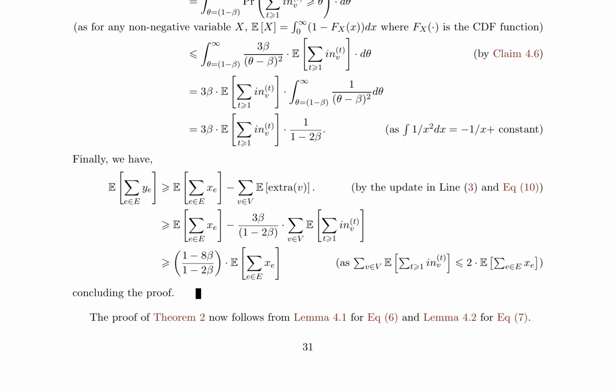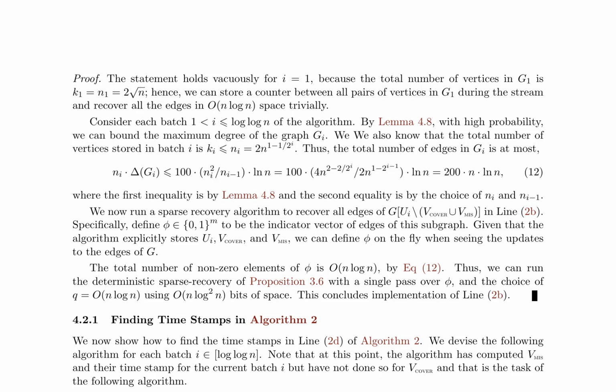This is achieved via algorithm 2, which finds the set V-cover in algorithm 1 and assigns a timestamp to each vertex. The analysis of algorithm 2 relies on a greedy approach and involves bounding the space complexity using a helper lemma, originally due to ACG+15. This lemma states that with high probability, the maximum degree of G_i is bounded by 100 n_i log n. Claim 4.9 then bounds the space complexity of algorithm 2 to O(n log squared n) with high probability.